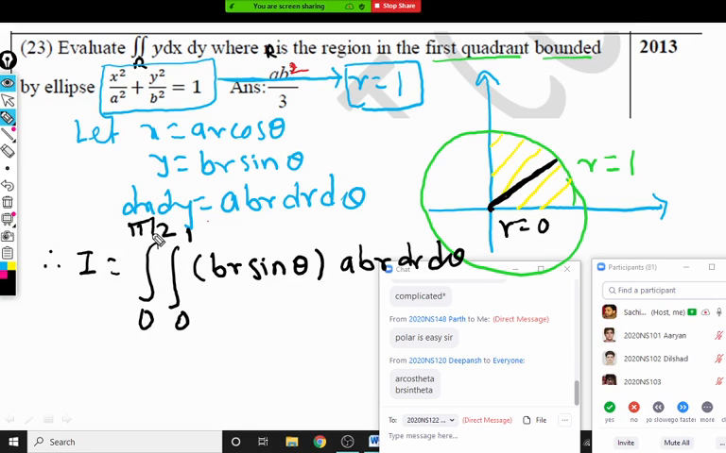But r will be always 1. You check, because the ellipse does not remain an ellipse. You substitute the values here, you will get r equal to 1 only. We find the image of that ellipse. The image of the ellipse is the circle of radius 1 always.